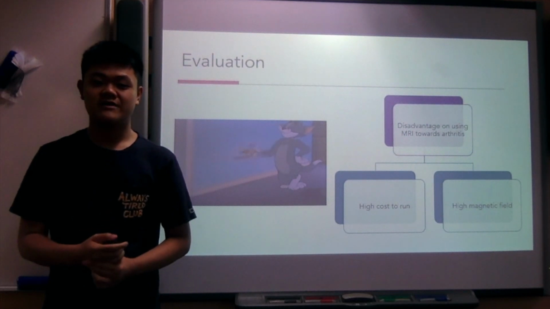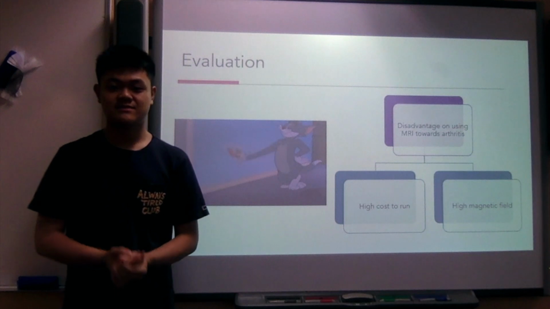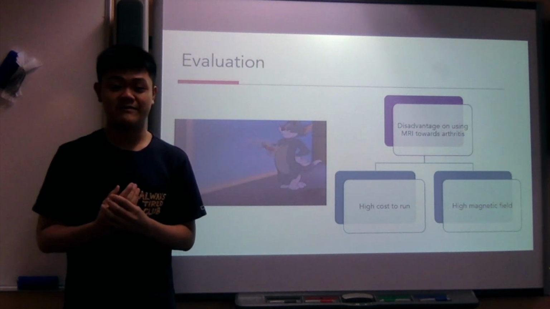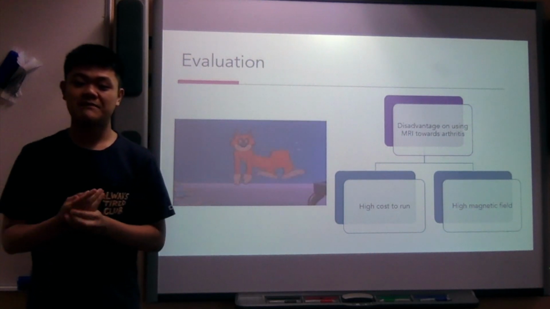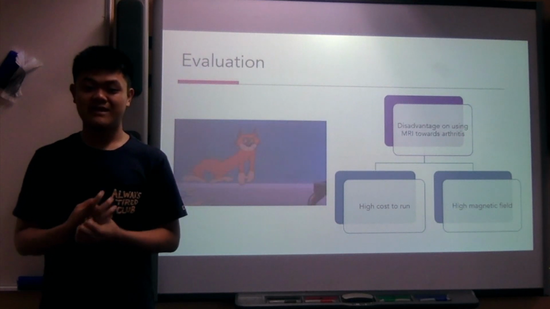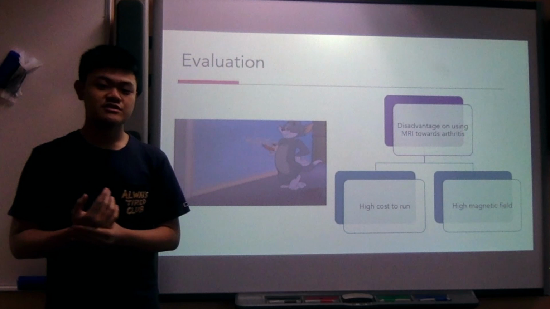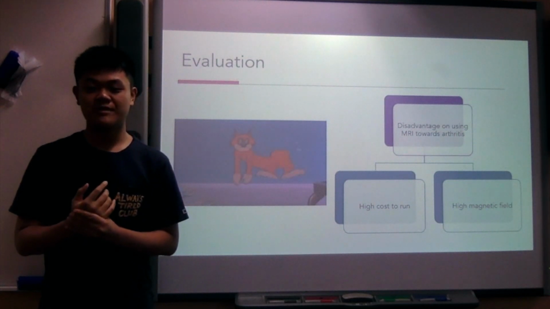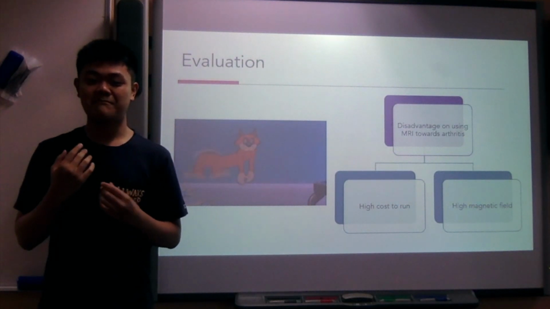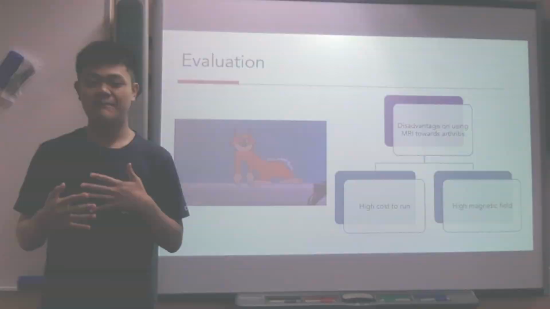There are also two disadvantages of using MRI. First of all, it's high cost to run because it uses a lot of expenditure to operate an MRI machine. And the second one is the high magnetic field. As mentioned before, MRI uses magnetism to make the scan. So a high magnetic field may probably be harmful to the human body, like if you have metal inside your body, so it is not good to use a high magnetic field.